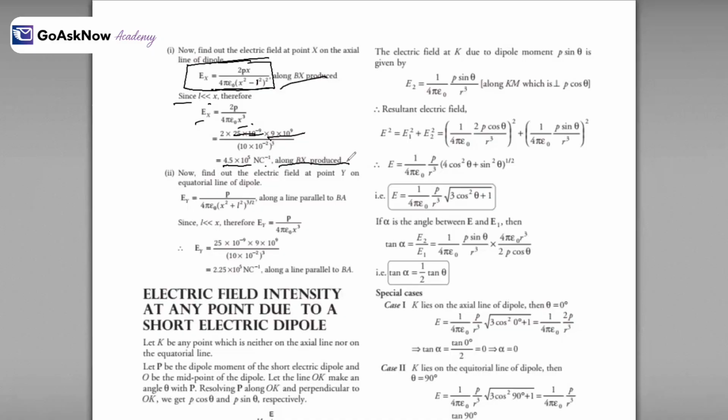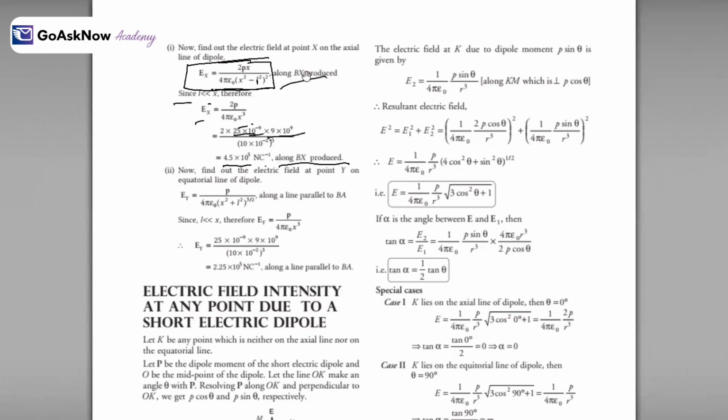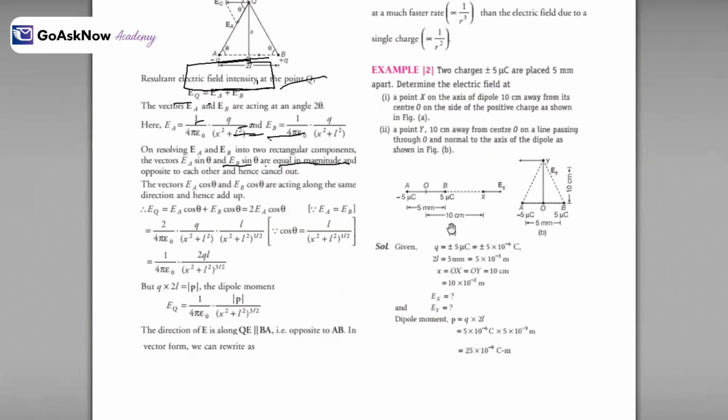Why 10? Because you can see in the question also that the electric field is to be found on a place where the distance between X and O is 10 centimeter. And we already told you that the distance should be taken from the center of the dipole. If there is a system of two charges, we should always take the distance from the center of that dipole. So X is the point where we have to find the electric field, and the distance from the center of the dipole is 10 centimeter here. Okay.